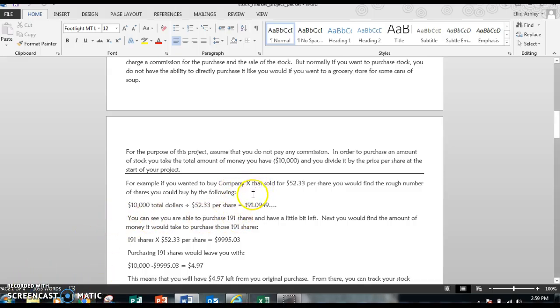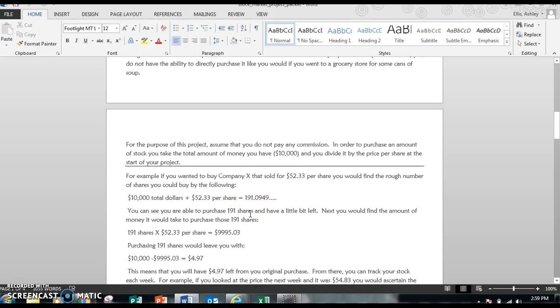If you wanted to buy into Company X and they sell the share for $52.33, you can take the $10,000, you want to divide it by that $52.33 per share, and you'll get roughly 191.